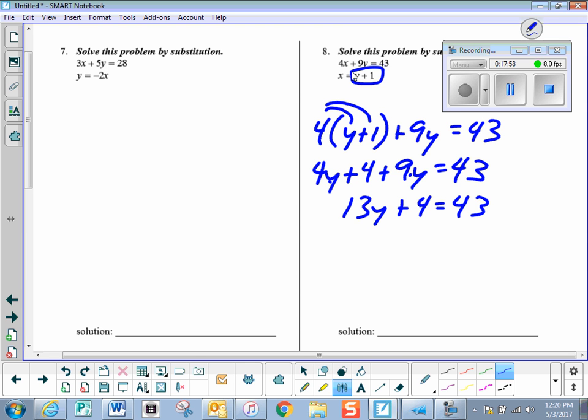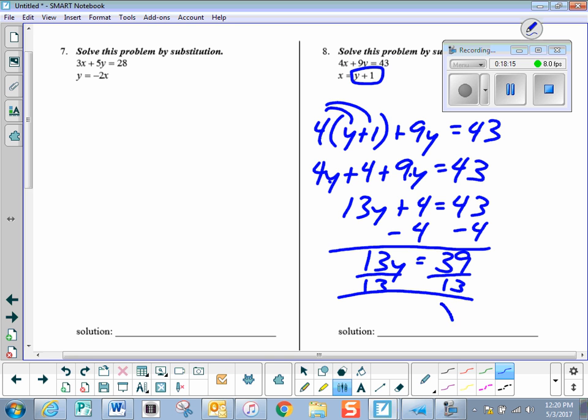Yeah, because what I normally do is I divide, and then I get a negative number and get all confused. Okay. So 13y equals 39, what's y? 3. Well, if y is 3, what's x? 3 plus 1, so 4. Okay, I'm going to do a lot better.